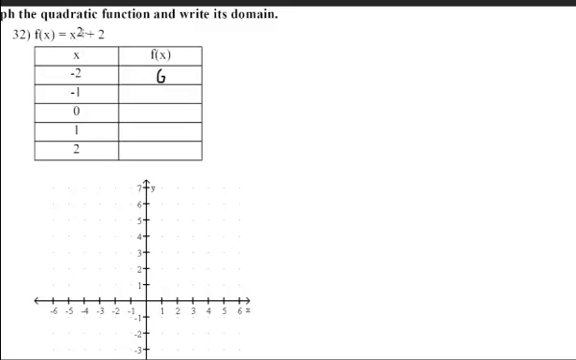Negative 1. Negative 1 squared is 1 plus 2, you're going to get 3. 0 squared is 0 plus 2, you'll get 2. Right, 1. 1 squared is 1 plus 2, you get 3. We're going to be repeating these numbers from the top of the table. 2 squared is 4 plus 2 is 6. Okay, right, let's have a look at this.